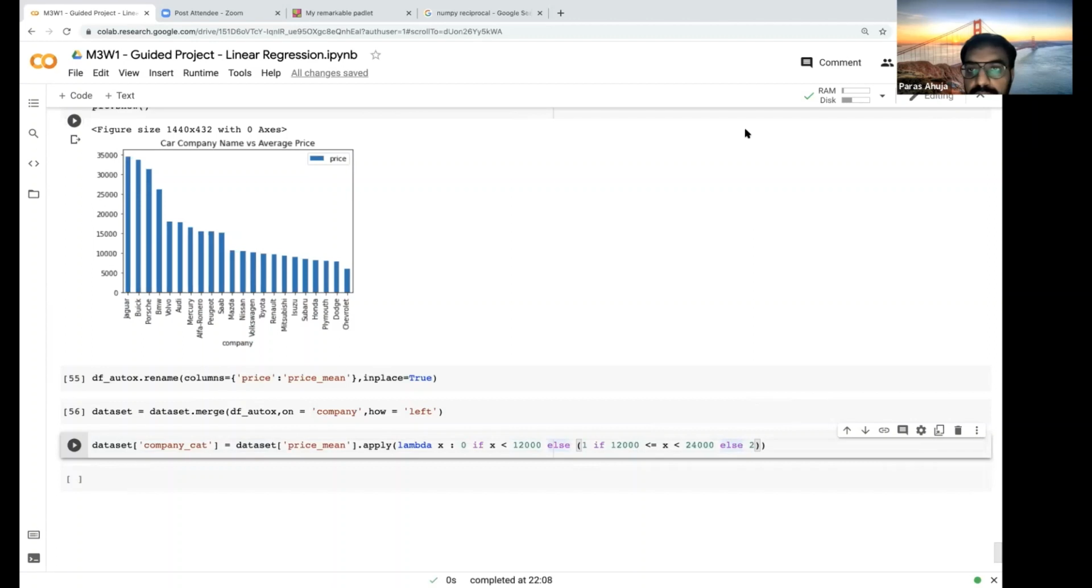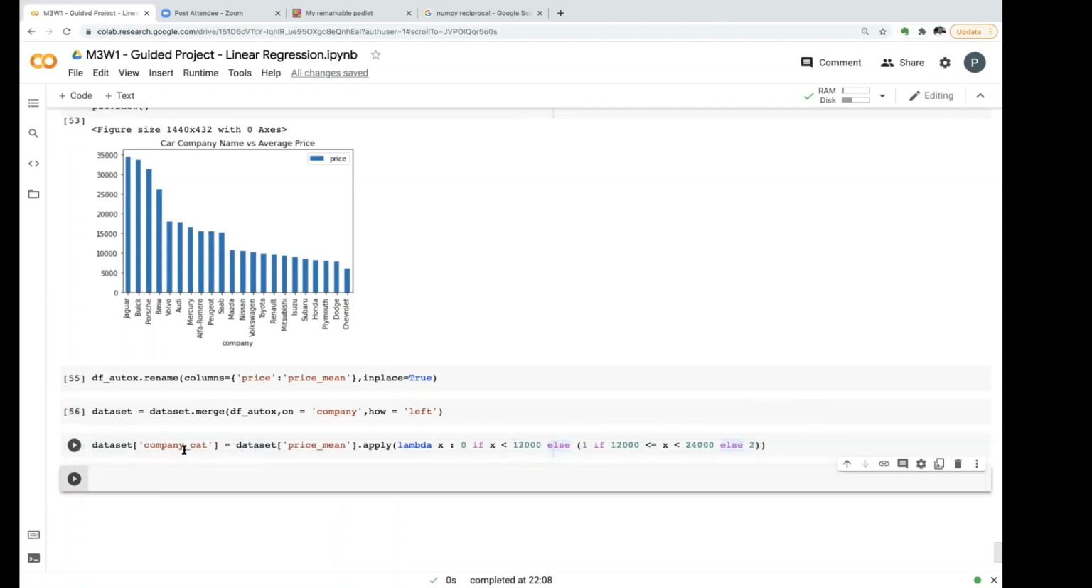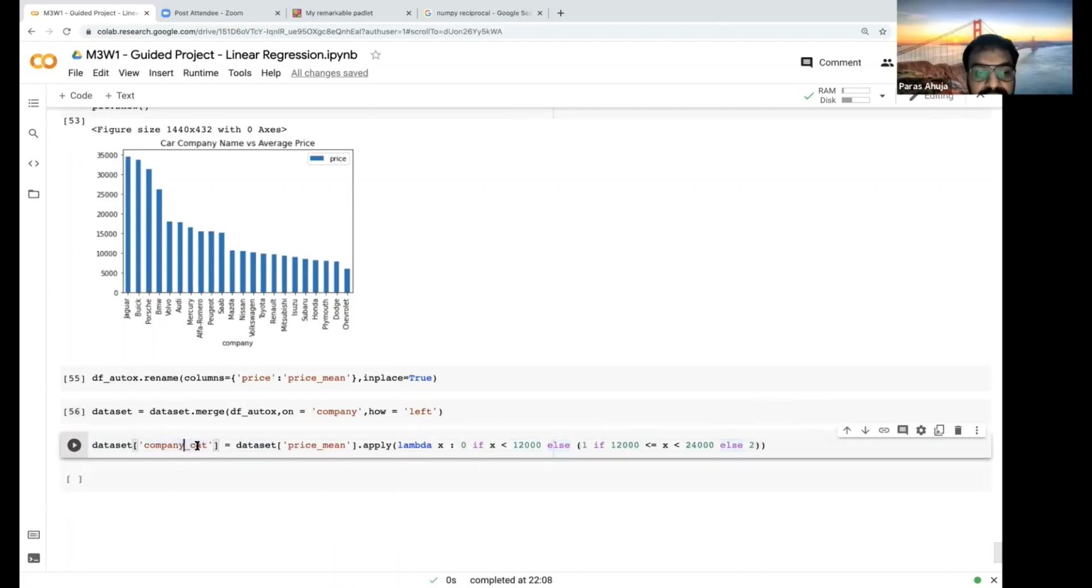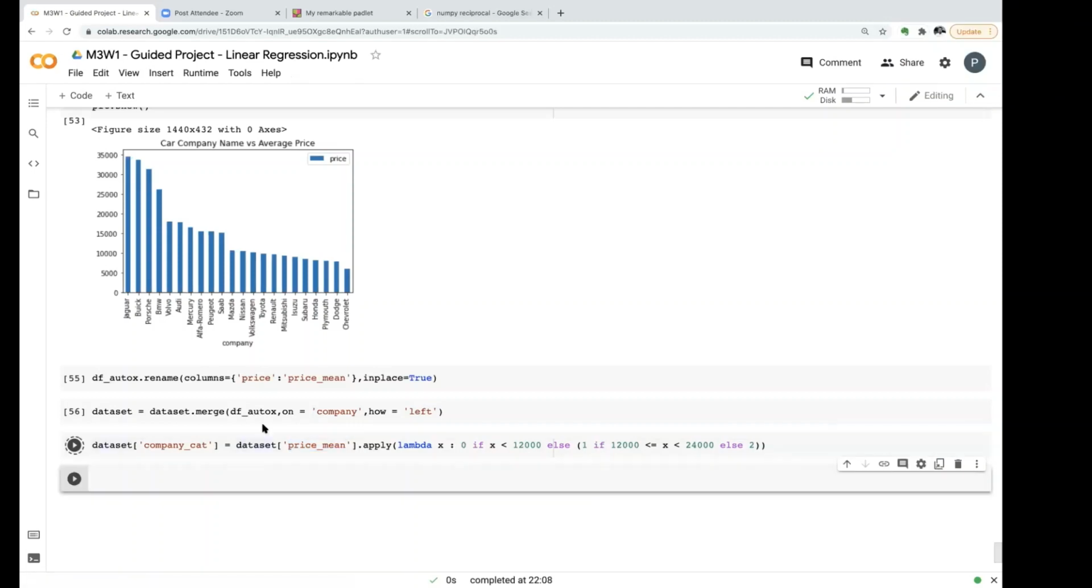Right? I'm not sure who was asking that question. Who was asking that question about high and low end cars? Yeah, I was asking. So this is what we are doing, right? Company category there, right? So we are categorizing our companies into 3 categories based upon their price means. Does that make sense now? Yeah, makes sense.